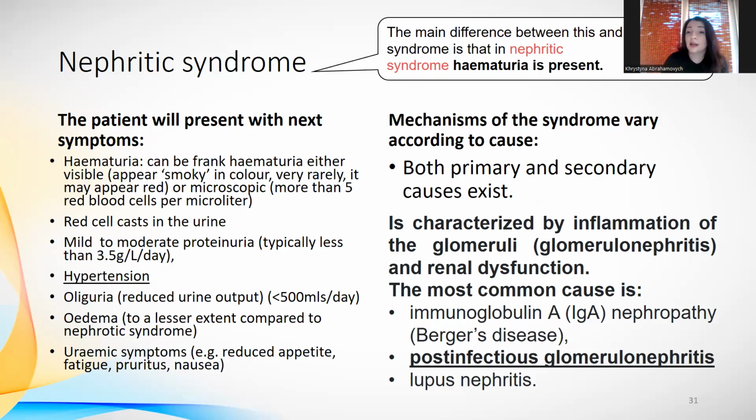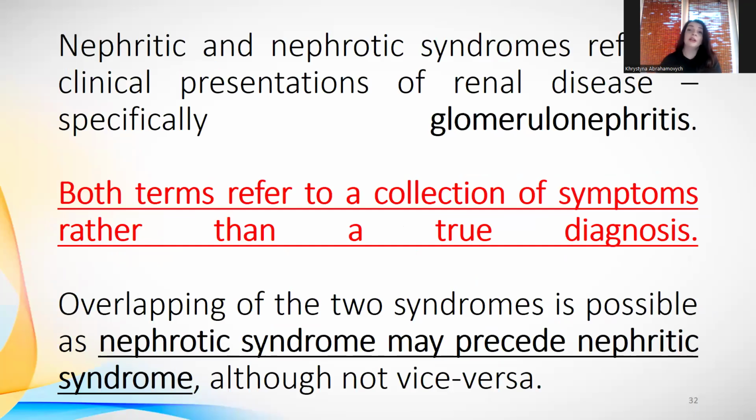Now, this syndrome is characterized by inflammation of the glomeruli, such as glomerulonephritis, and renal dysfunction. The most common causes of this syndrome may be immunoglobulin A nephropathy, post-infectious glomerulonephritis, and lupus nephritis. Now, nephritic and nephrotic syndromes refer to clinical presentation of renal disease, specifically glomerulonephropathies. Both terms refer to a collection of symptoms rather than a true diagnosis. Overlapping of the two syndromes is possible, as nephrotic syndrome may precede nephritic syndrome, although not vice versa.